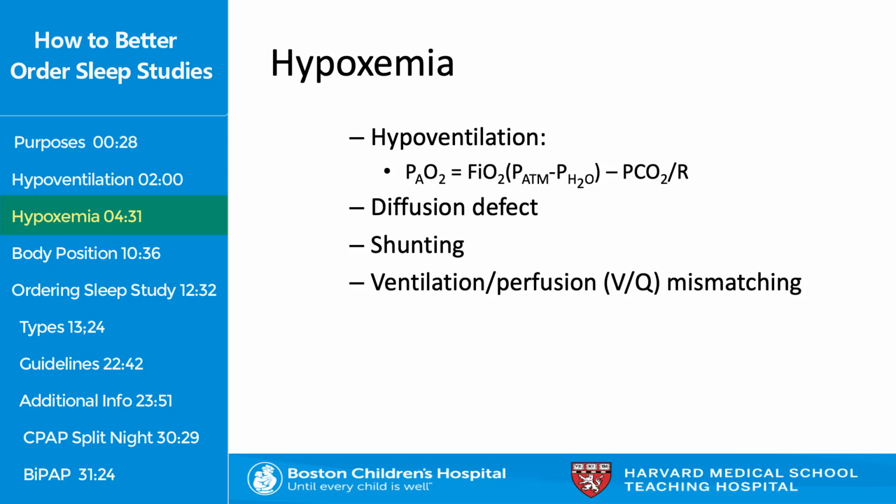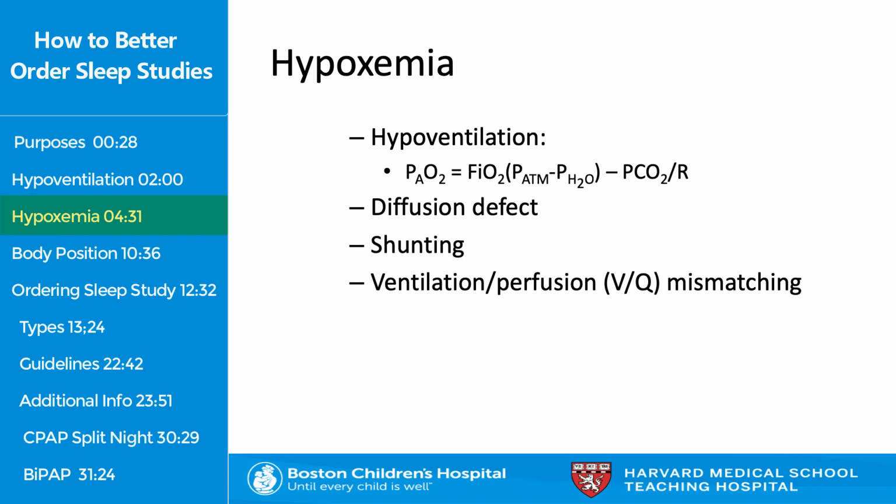Examples of diffusion defect may be inflammation of the lungs, such as occurs when you have an acute lung infection, when you have an interstitial lung disease, when you have an acute aspiration event. Shunting, which typically denotes blood that bypasses the gas exchange portion of the lung and returns unoxygenated to the left side of the heart after bypassing the lungs, and a ventilation perfusion mismatch.